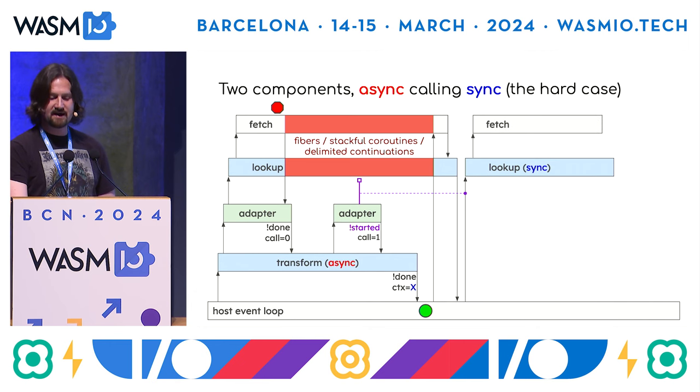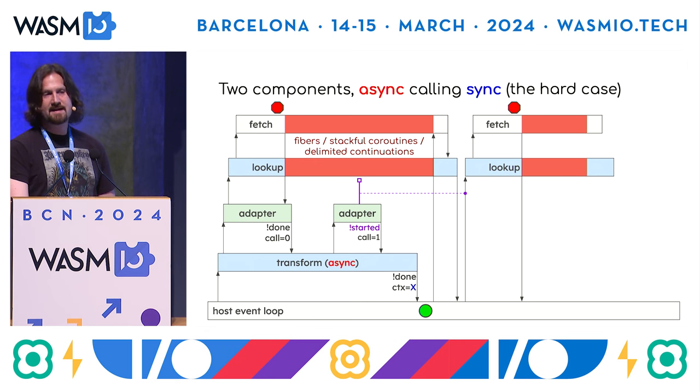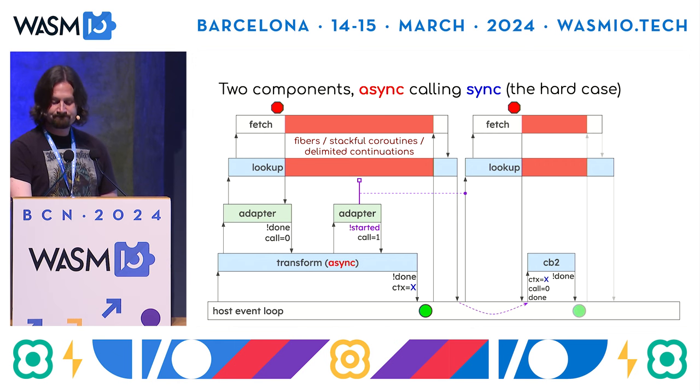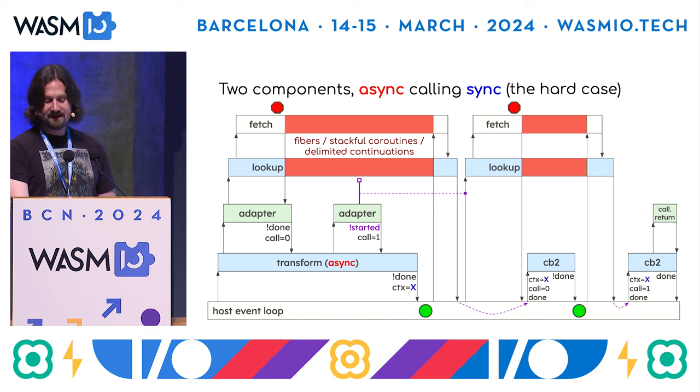It can call fetch, that can block, we suspend the fiber. And now the host knows that the second component was waiting for the first lookup call, and the first lookup call is done. So the host calls CB2 and says, your first fetch is done. So that makes progress and goes back to wait on the event loop. Now the second fetch call finishes, which returns its result to lookup, which returns its results. And now CB2 is called again, and the transform function can return its final async results. So that explains how the hard case would work, and it seems like it would compose and work, so that's awesome.